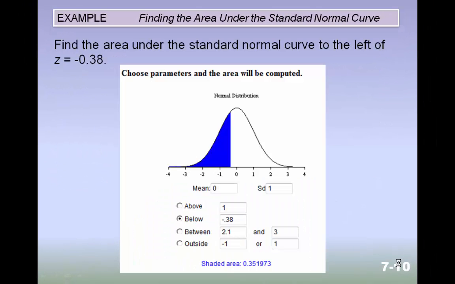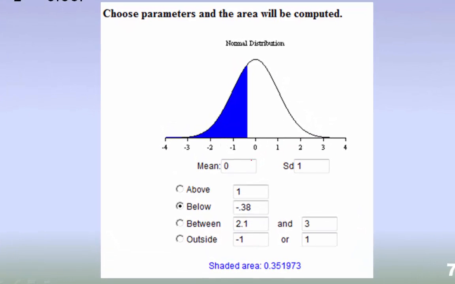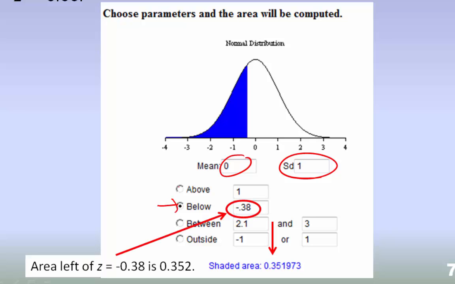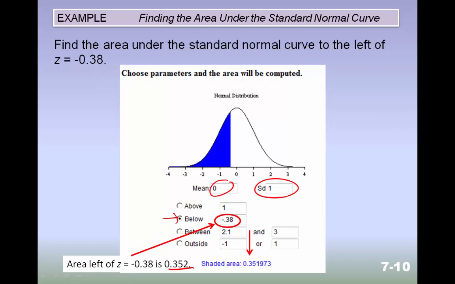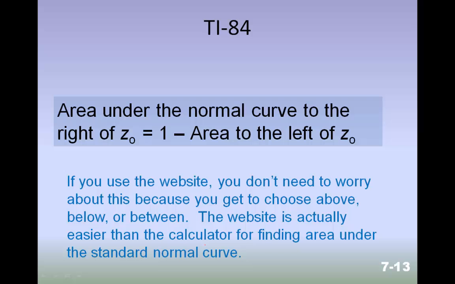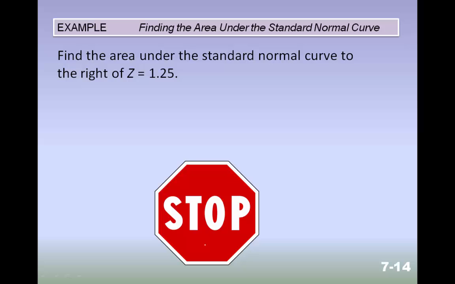Find the area under the standard normal curve to the left of z equals -0.38. So to use the website, you'll have your mean of 0 and your standard deviation of 1, and we want below, so we'll put our -0.38 in there, and it will calculate the area to be 0.351973, which you can round to the number of decimal places needed. And I'm skipping the TI-84 slides.